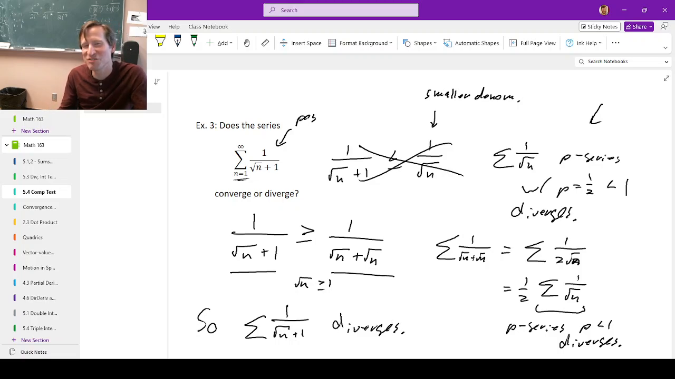So the moral of the story on this example is you have to be careful about whether you're making your terms bigger or smaller. If you compare to a bigger series, you're hoping for convergence. If you compare to a smaller series, you're hoping for divergence.